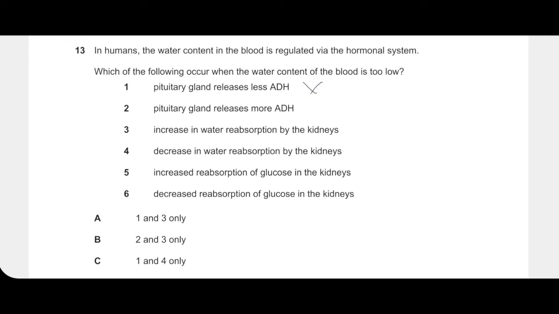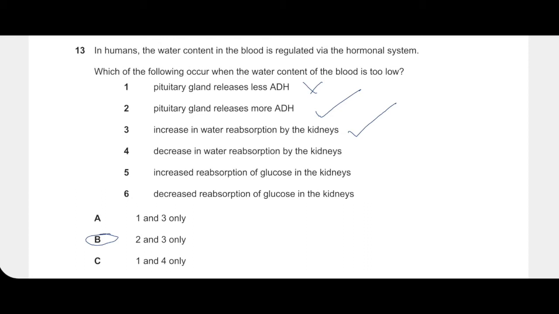Statement number 2: The pituitary gland releases more ADH. We know that's true based off my explanation that I literally just gave for statement 1. Statement number 3: Increase in water reabsorption in the kidney. That is correct. As I explained in statement number 1, when water content is low, we want to absorb and retain as much water as possible, as water is a very important metabolic solvent. And what do we know? The answer to this question is B, but I'll still keep on going through the question and the statements.